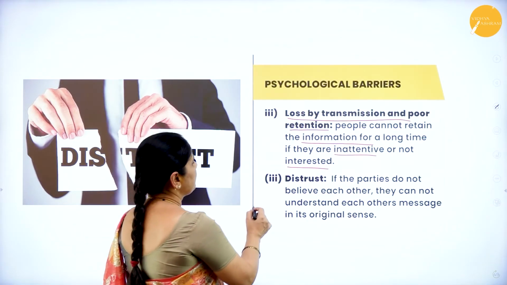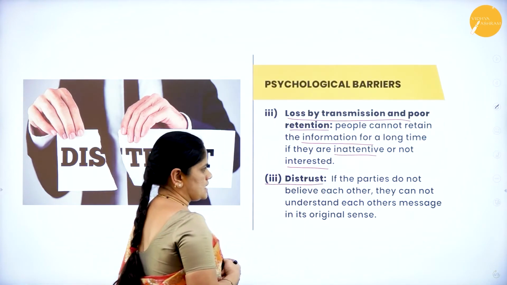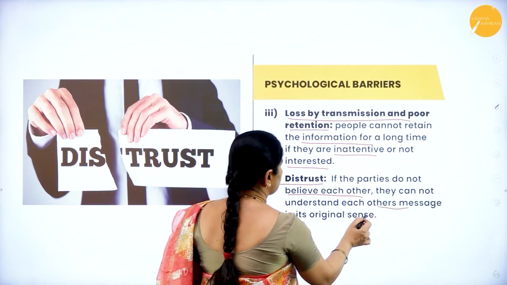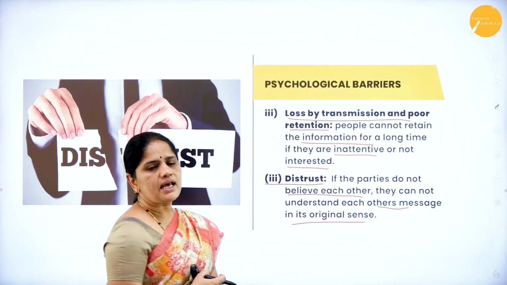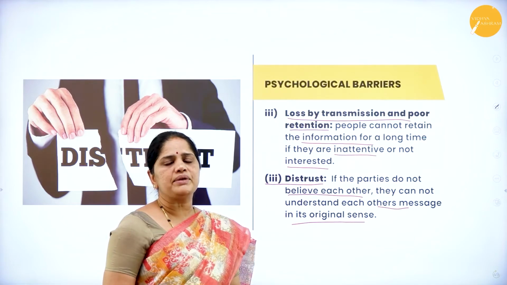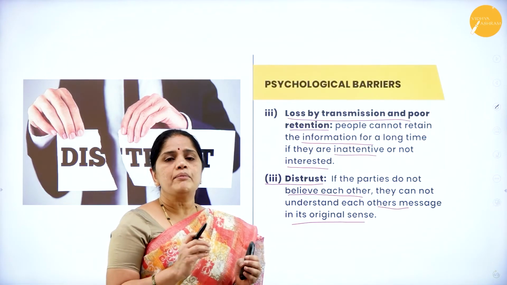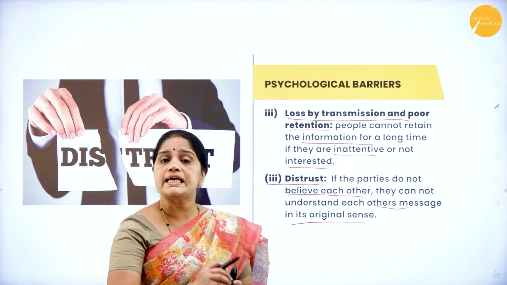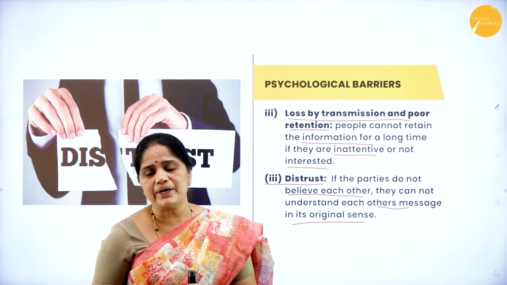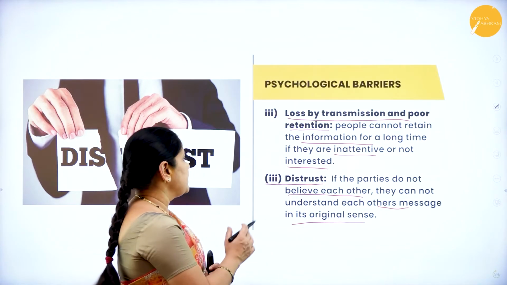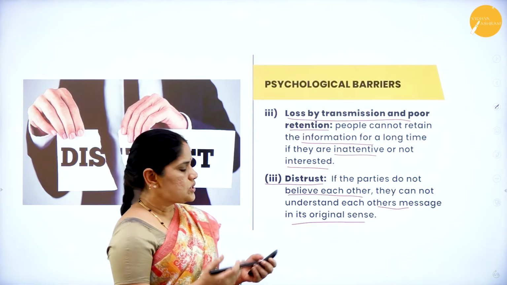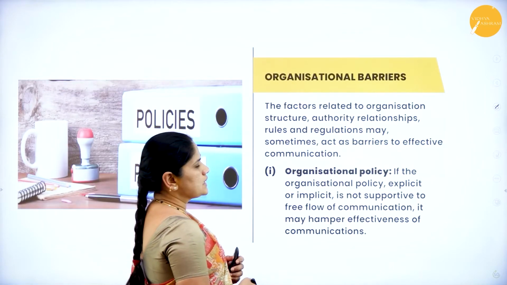Then, the next type of psychological barrier is distrust. If the parties do not believe each other, they cannot understand each other's message in its original sense. If the sender and the receiver don't trust each other, or they are enemies, or they are not on talking terms, and then suddenly one fine day the sender sends a message to the receiver, the receiver will not take it in the proper intention. This is what we mean by distrust. He will not believe whatever the sender is telling. So this is one kind of psychological barrier.